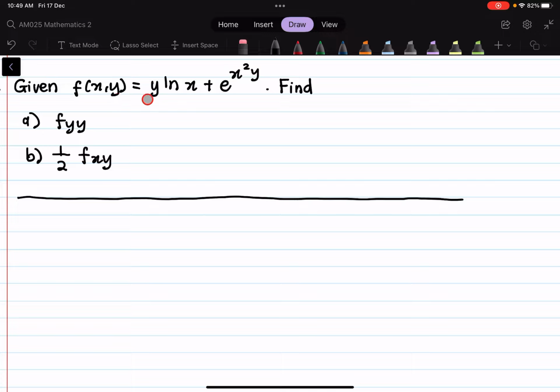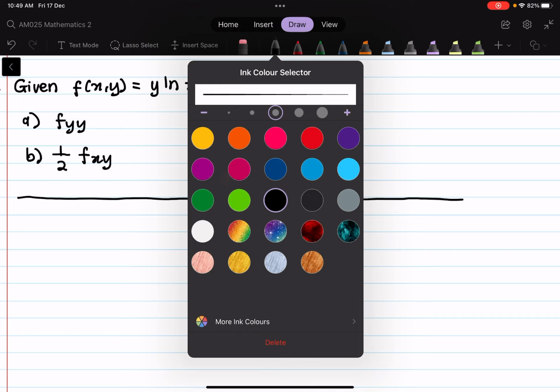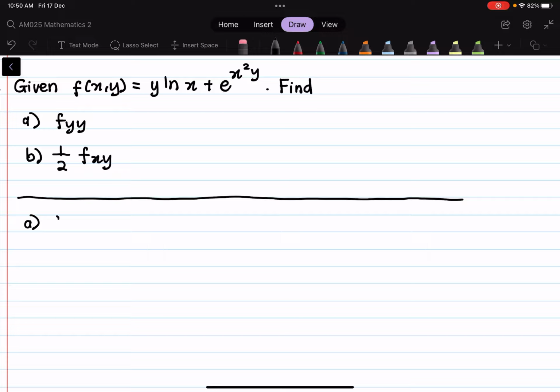Given f(x,y) equals y ln x plus e to the power x squared y, find a) f sub yy, b) 1 over 2 f sub xy. For a, f sub y first, so differentiate y ln x with respect to y is ln x, plus differentiate e to the power x squared y with respect to y is x squared e to the power x squared y. Differentiate f sub y with respect to y once again.